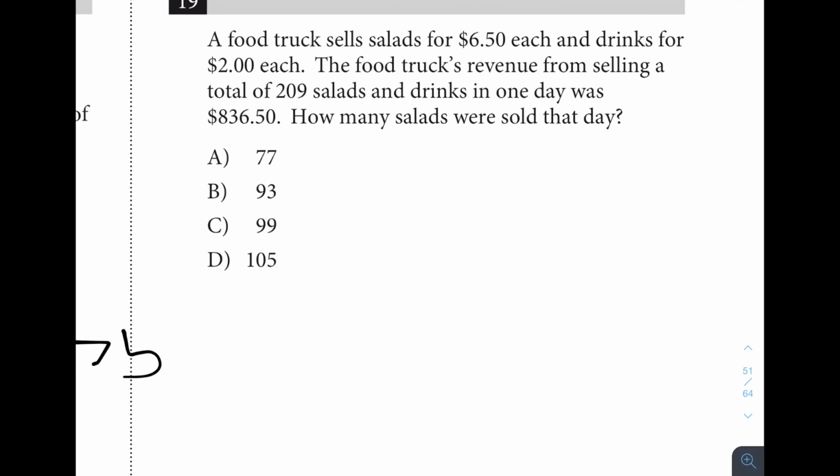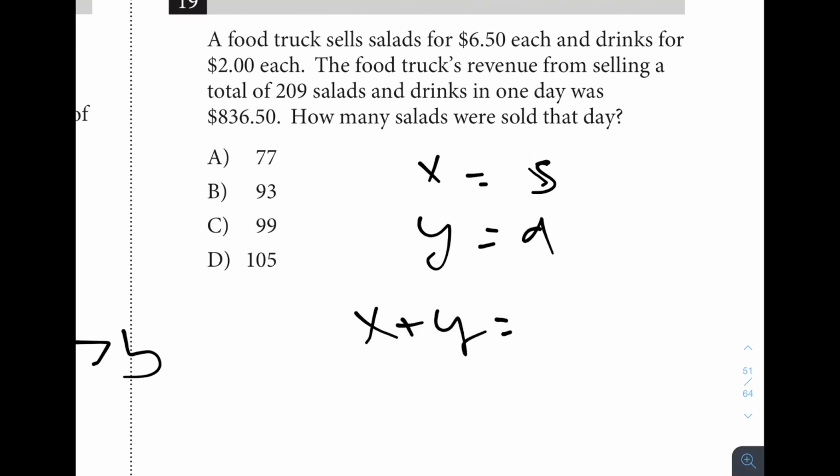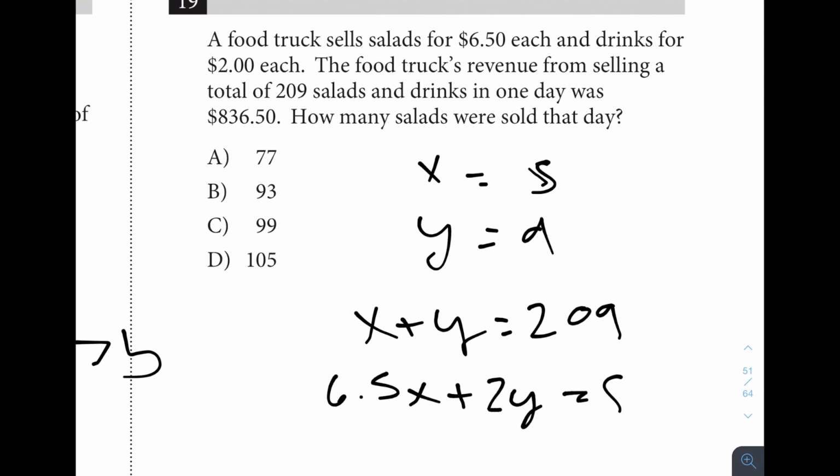Alright, so for number 19, it says a food truck sells salads for $6.50 and drinks for $2 each. The food truck's revenue from selling a total of 209 salads and drinks in one day was $836.5. How many salads were sold that day? So we'll set X equal to salads and Y equal to drinks. And from there we can do X plus Y, because the total number of salads and drinks together was 209. And X plus Y equals 209, and 6.5X plus 2Y equals 836.5.